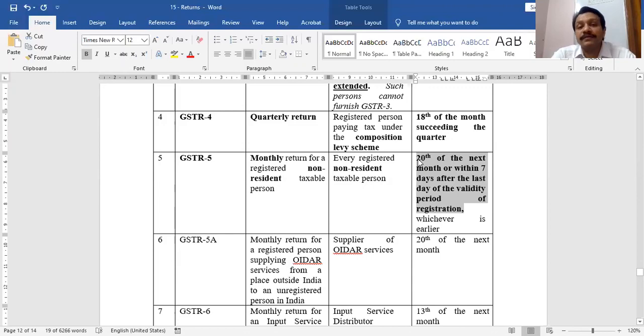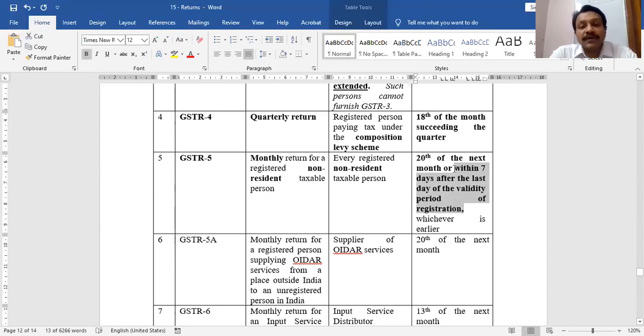Just like my PAN number. Under the Income Tax Act, my PAN number is permanent. I'm not supposed to give any information to the tax department. Same is the case in GST. The GSTN number is permanent. But for a non-resident, the GSTN number is not permanent. It comes with some validity, for example 3 months or a maximum of 6 months. So what is the due date for these people to furnish the return? 20th of next month or within 7 days after the last day of the validity period of registration.